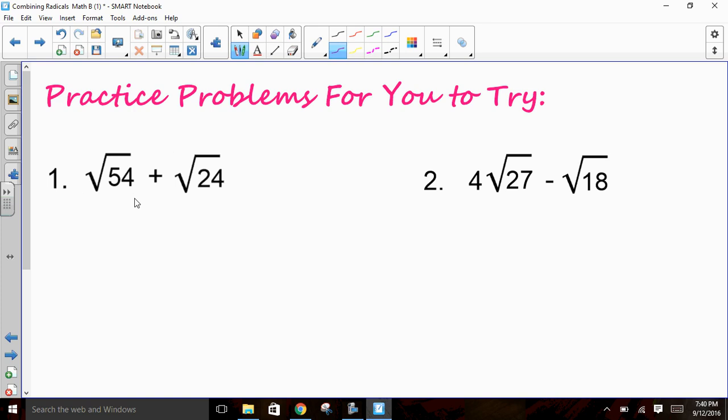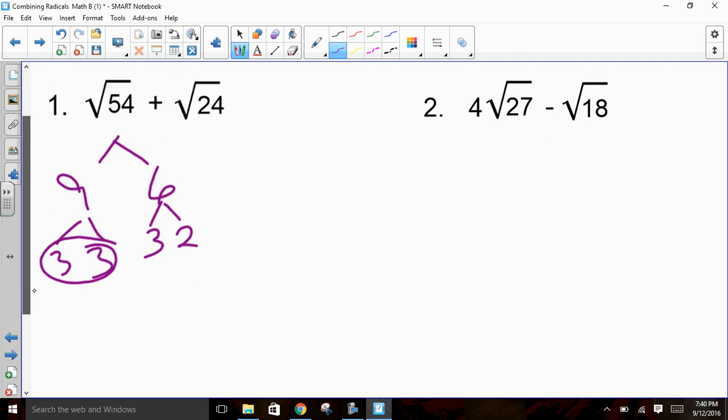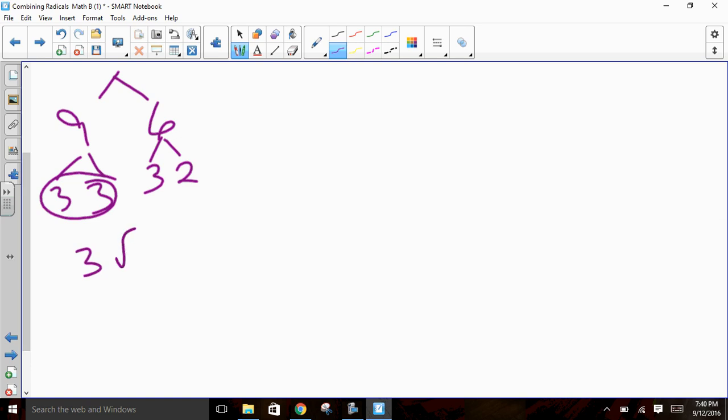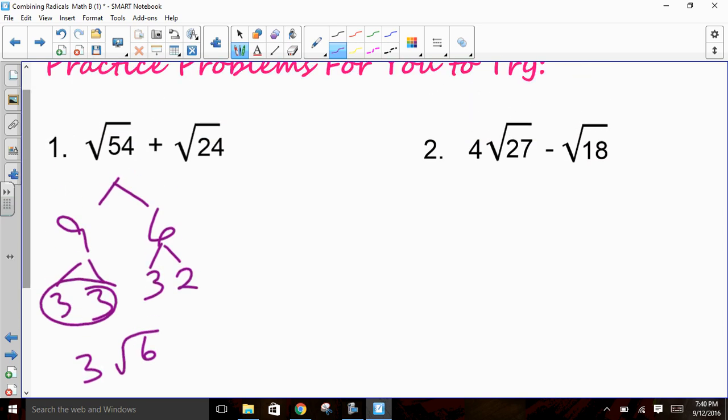So 54 is broken down into 9 and 6. 9 is perfect with 3 and 3. 6 is 2, 3, and 2. I only have one set of group coming out, so I'm going to have a 3 square root 6 hanging out. Because again, 2 and 3 have no other buddies. I keep those underneath that square root with multiplication.